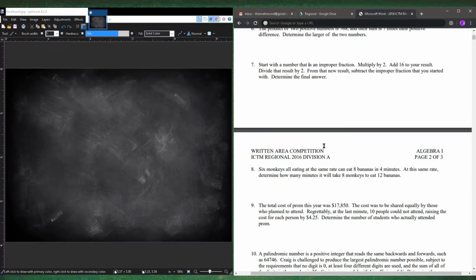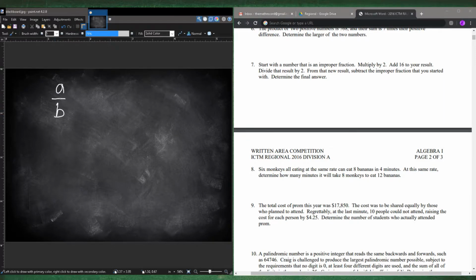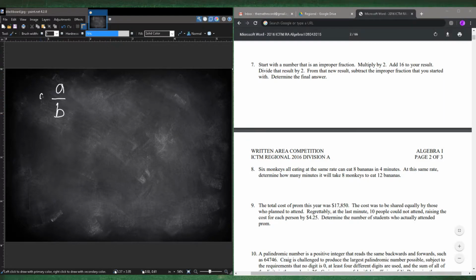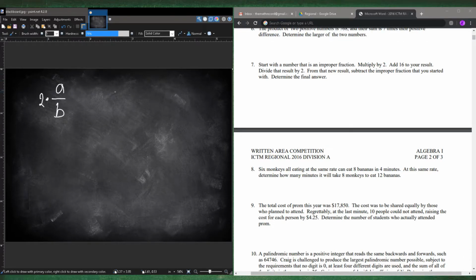Okay, number 7. Start with a number that is an improper fraction. So start with a number, a over b. Okay, multiply by 2. So we multiply this by 2. And then add 16 to your result. So we add 16 to this. And then divide the result by 2. So we divide all this by 2. So that simplifies to a over b. And 16 divided by 2 is plus 8, right?